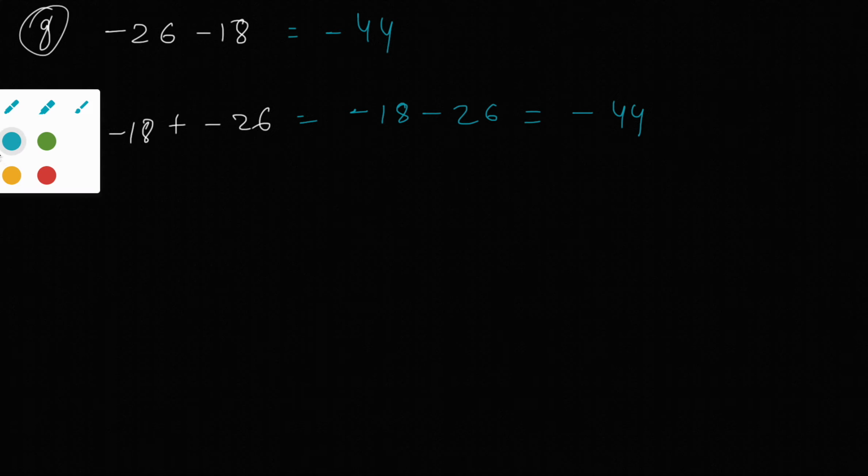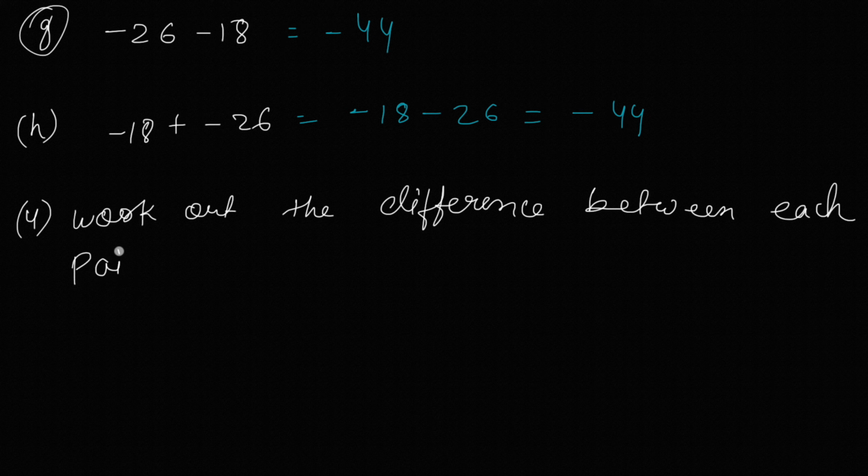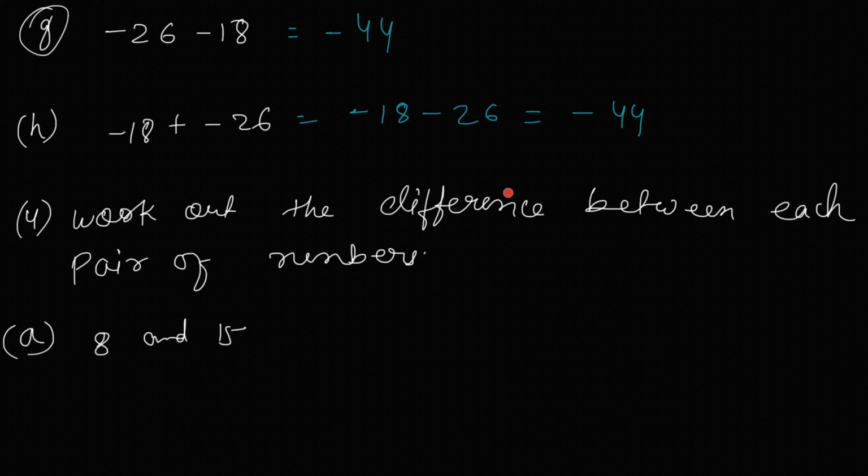So question number 4 says, work out the difference between each pair of numbers. So the first pair is 8 and 15. Difference means we have to just subtract. Okay, so how are we going to do it? 8 minus 15.